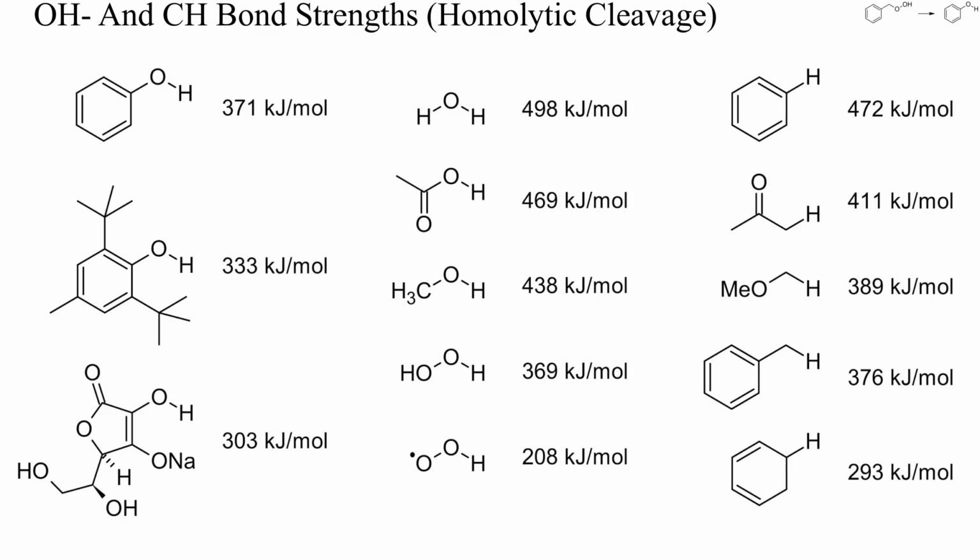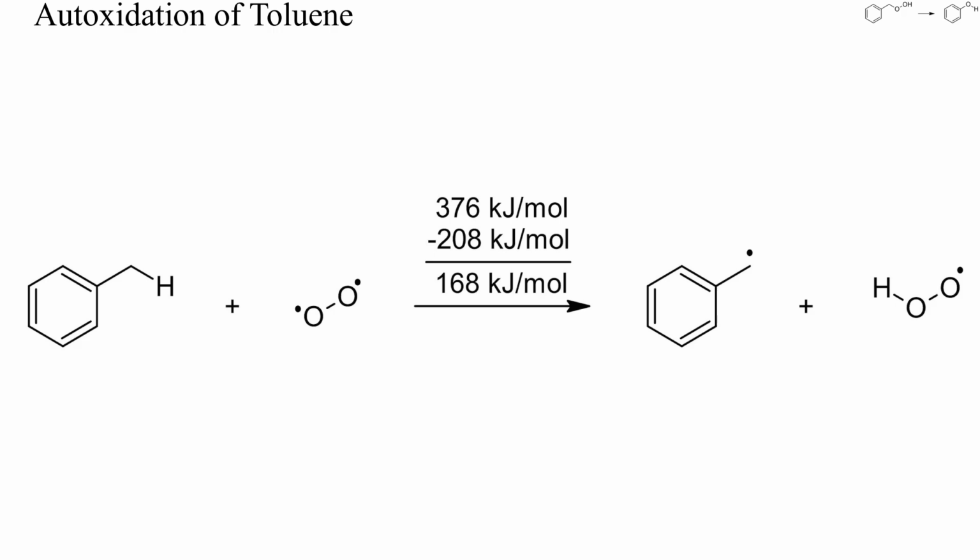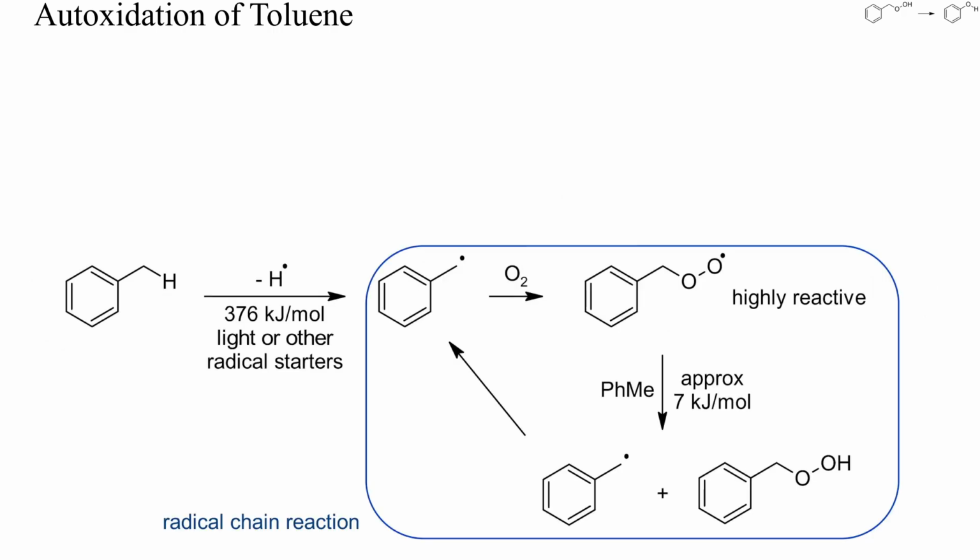Particularly remarkable is the weak OH bond of the hydroperoxyl radical of only 208 kJ per mole. Thanks to this weak OH bond, the oxygen diradical is relatively unreactive, and most organic compounds, including us, are stable at the air and don't start burning right away. Toluene, for instance, is perfectly stable at the air because hydrogen abstraction by oxygen would require an energy input of 168 kJ per mole. Because of this low reactivity of elemental oxygen, the radical chain autoxidation of alkanes usually requires some radical starter, for instance UV light or strong heating.